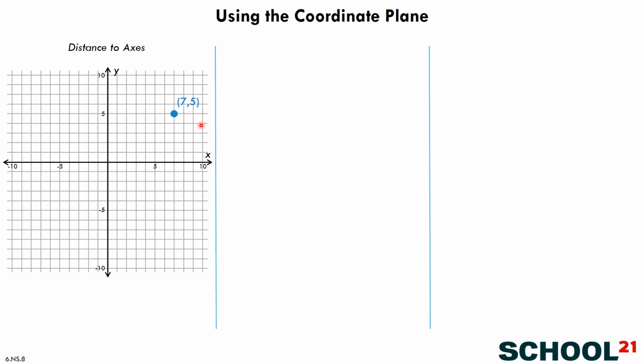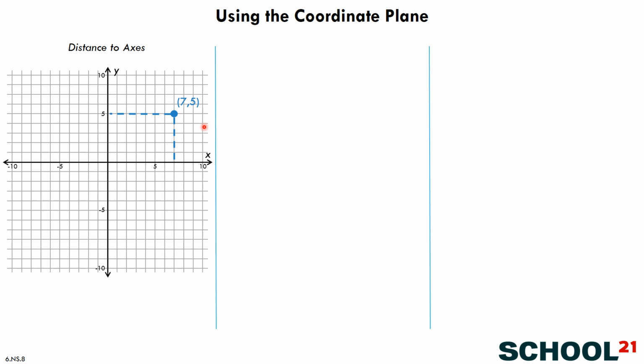What does the 7 mean there? It's the value of the x-axis. Good. The x value of this point. And how about the 5? The y value. Good. And so now we're going to find the distance of this point to the x-axis and then the y-axis, like these dotted lines are showing. Okay, so first of all, what's the distance to the x-axis?